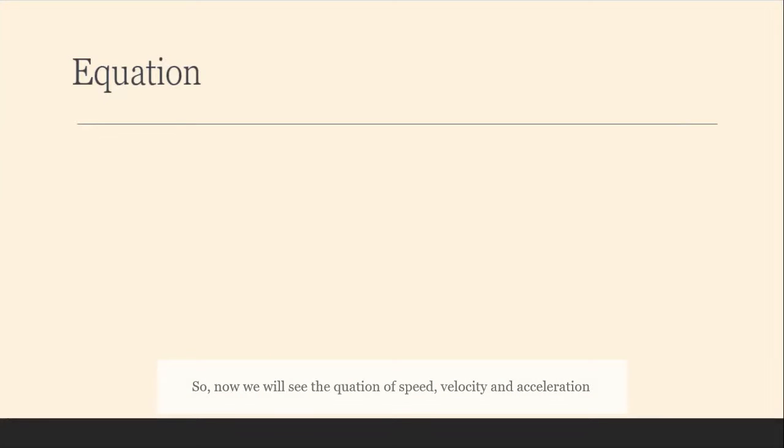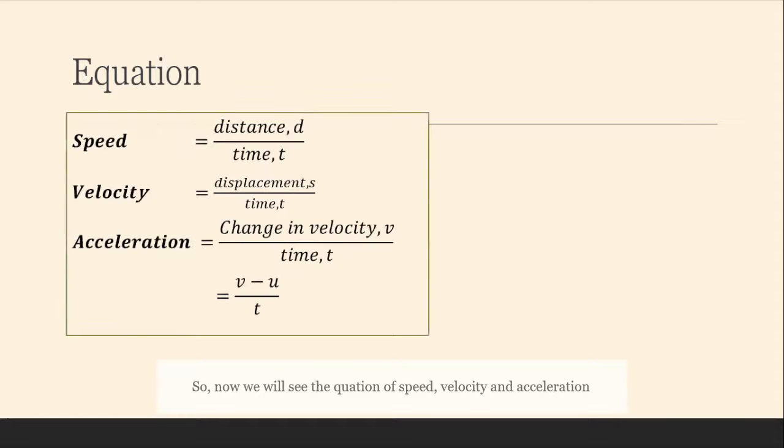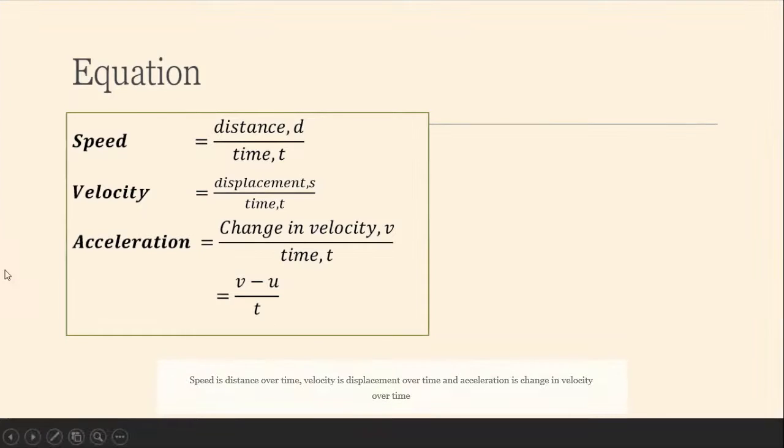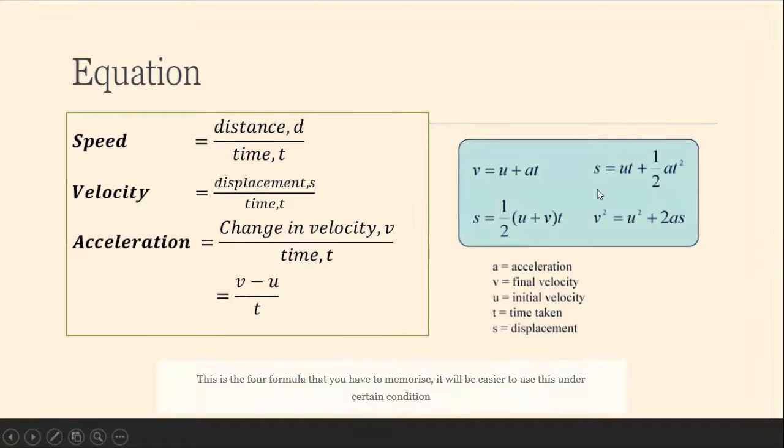So now we will see the equations of speed, velocity and acceleration. So the speed is distance over time, like I said before. Distance over time; velocity, displacement over time; acceleration is change in velocity, or final velocity minus initial velocity, divided by time. Okay, these are the 4 formulas that you have to memorize because it will be easier to use them under certain conditions.